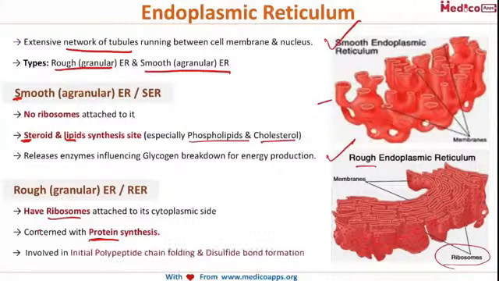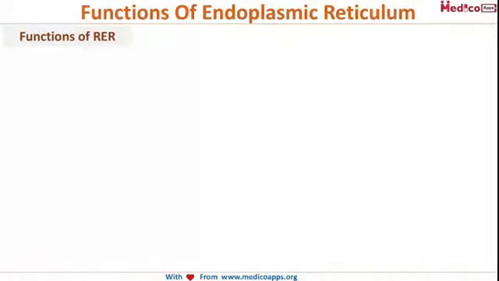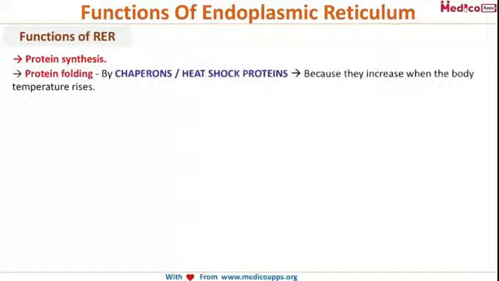It is involved in the initial polypeptide chain folding and disulfide bond formation. Two steps it is involved in: polypeptide chain folding and the disulfide bond formation. Now, let us look at the functions of rough endoplasmic reticulum. The first one we have just seen is protein synthesis. The second one is protein folding. Okay. This protein folding is done by structures called chaperones, right. They increase in quantity when the body temperature rises, hence they are also termed heat shock proteins, right. So, protein folding is carried out by chaperones, which are also known as heat shock proteins.